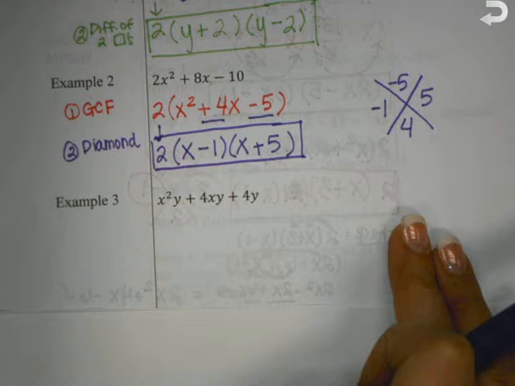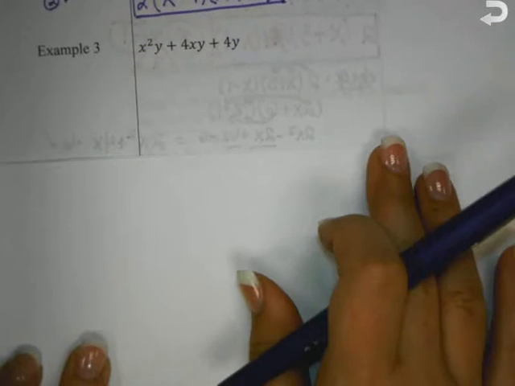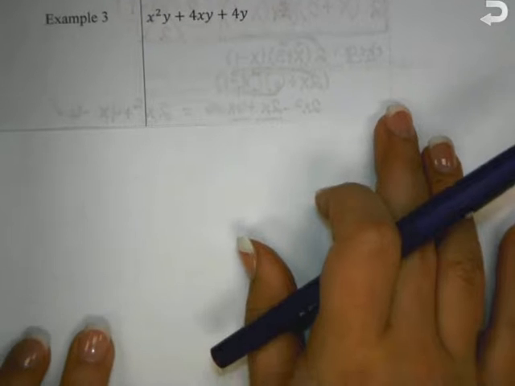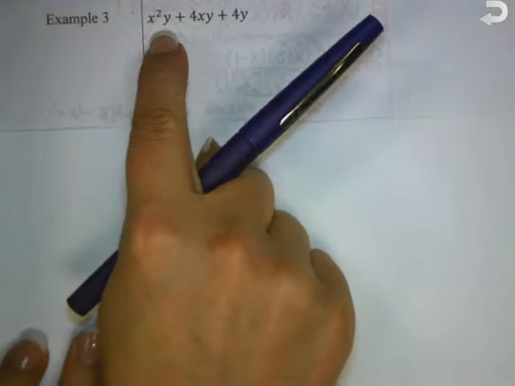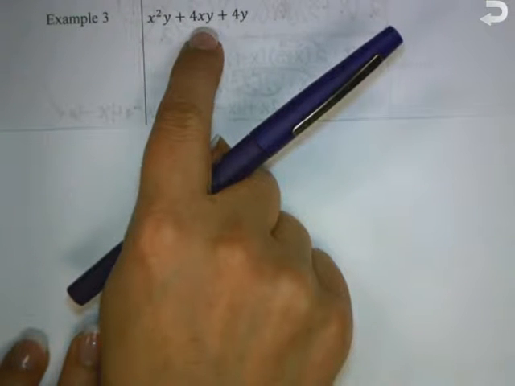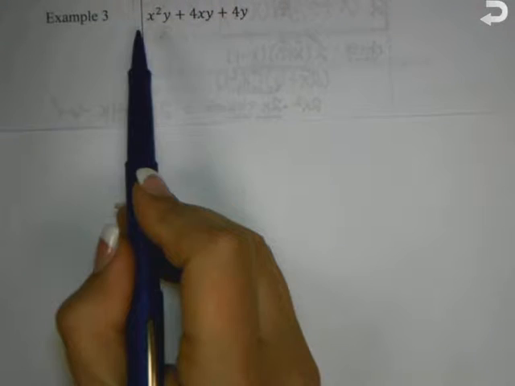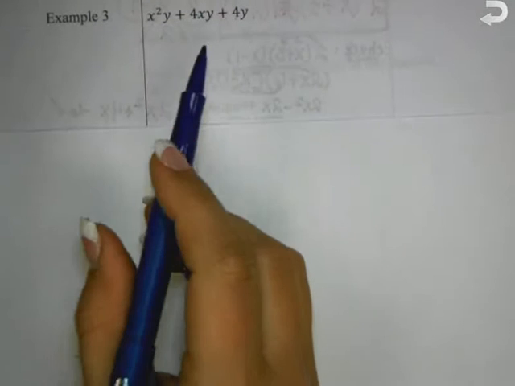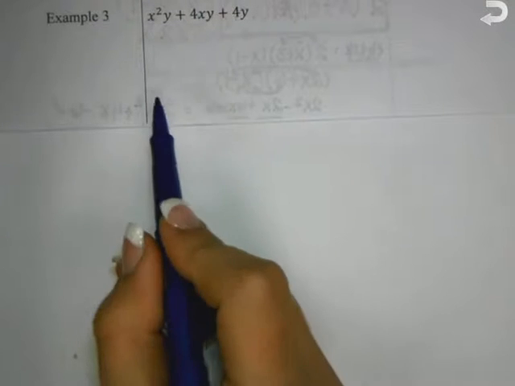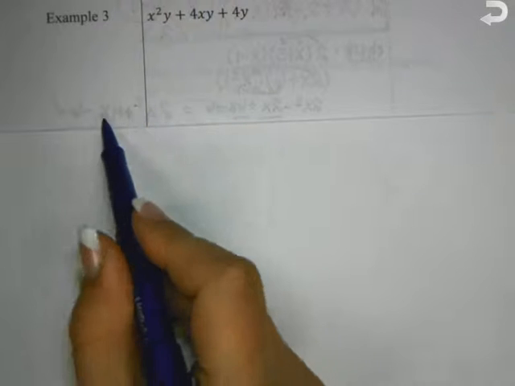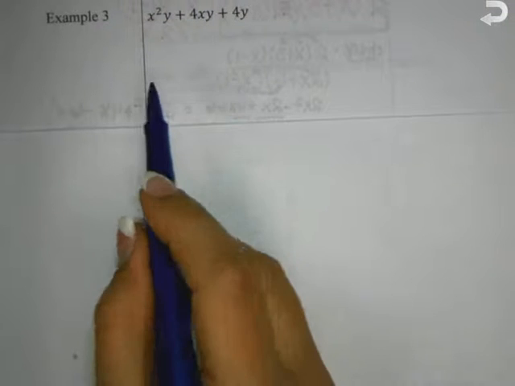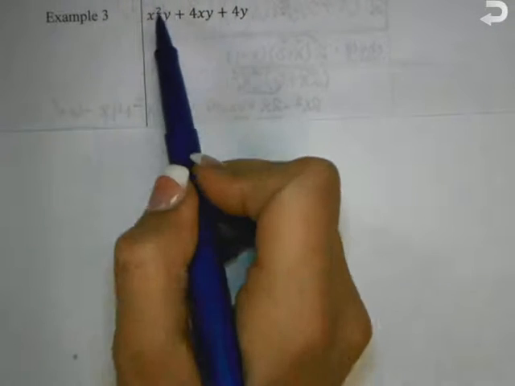Example 3. X squared times y plus 4xy plus 4y. In this example, what is the first thing I always look for when factoring? GCF. Is there a GCF in this one? There is. What is it? Somebody said 4. Let's look at this. Does this first term have a 4 in it? No.